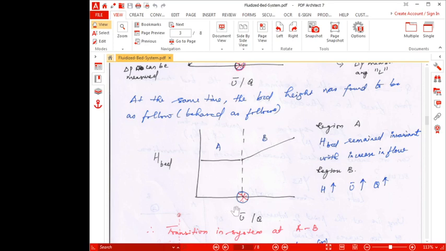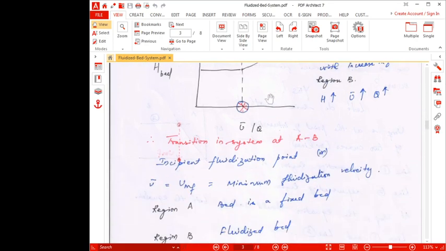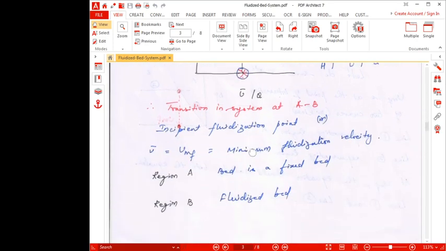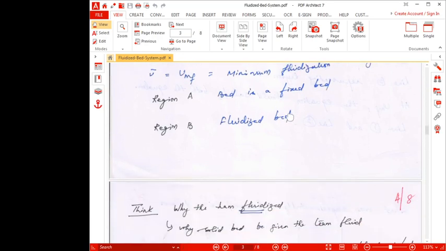So when your operating flow rate or velocity is less than this transition, the bed is said to be a fixed bed. When your operating flow rate or velocity is more than this critical velocity, this transition velocity, which is in this region, then it is going to be a fluidized bed. This point is called the minimum fluidization velocity.